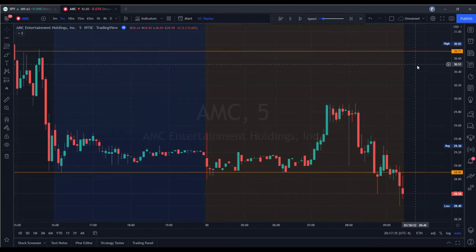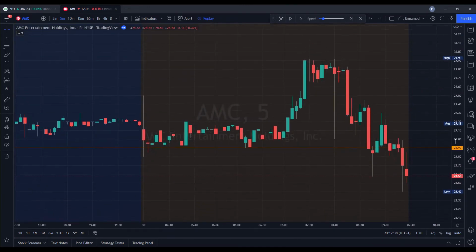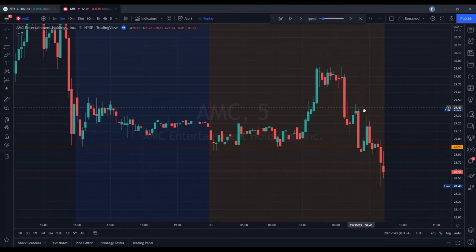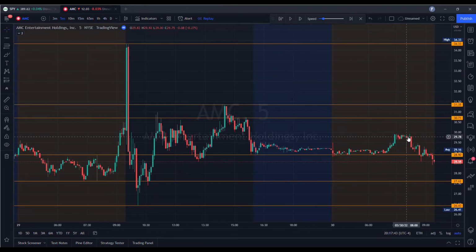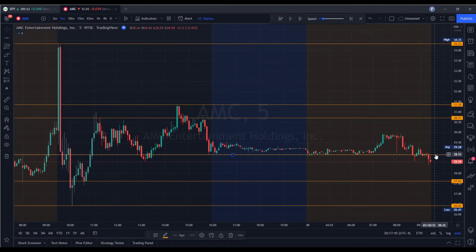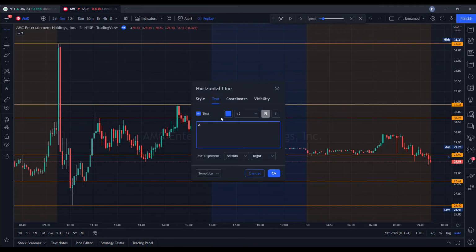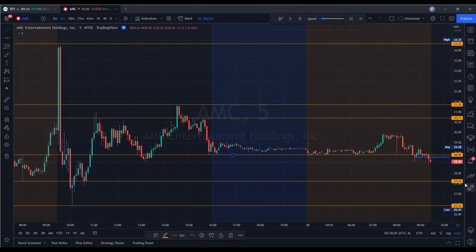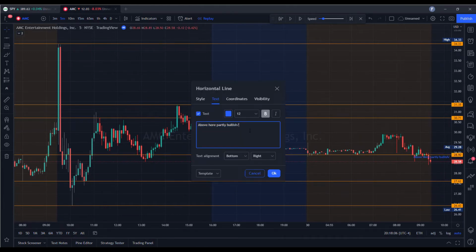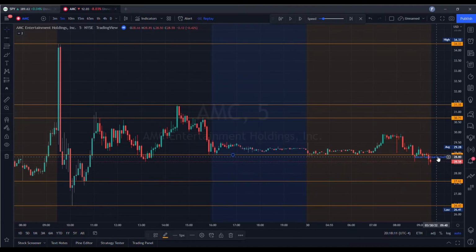We'll go to the 5-minute chart, kind of reset it here. So this is AMC going pre-market, right? The price action is a little crazy, so what you can do here is label this, above here, partly bullish, because if it bounces off of there, we know that the next stop is realistically probably going to be 30.71, right? And even this one, you can say partly bullish and below bearish, because the next level is one delta down, a whole dollar down.